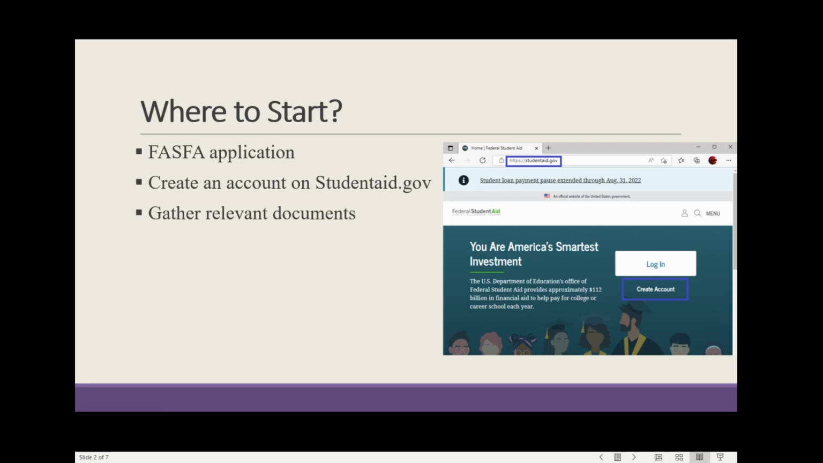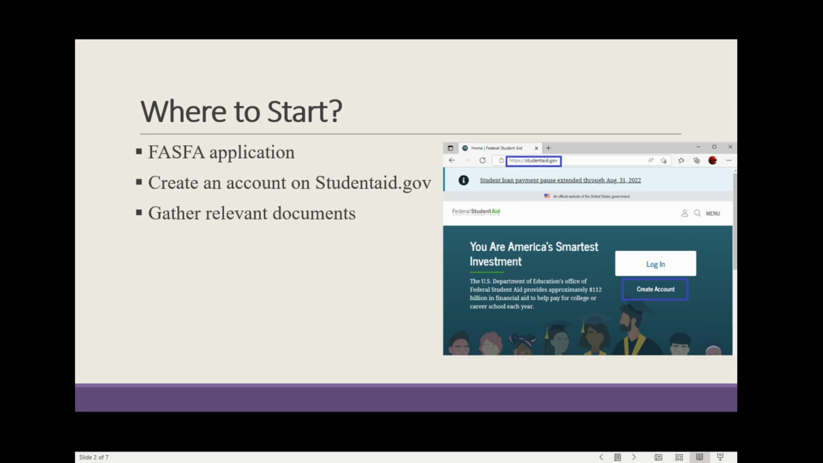First and most important step in applying for financial aid is starting and completing a FAFSA application. To begin a FAFSA application, you'll need to go to the studentaid.gov website and create an account, which they call an FSA ID. Keep in mind that this account on studentaid.gov is not only for filling out the FAFSA application, but also allows you to view and manage other aspects of your financial aid. So you'll want to make sure you remember your account details.